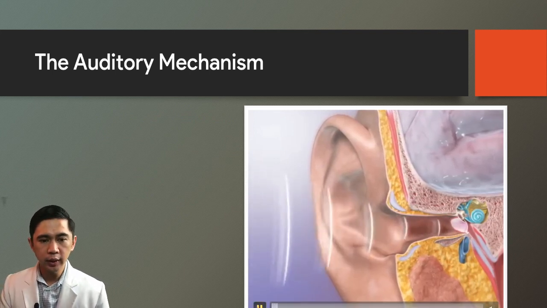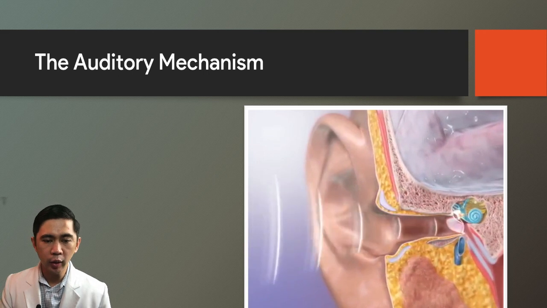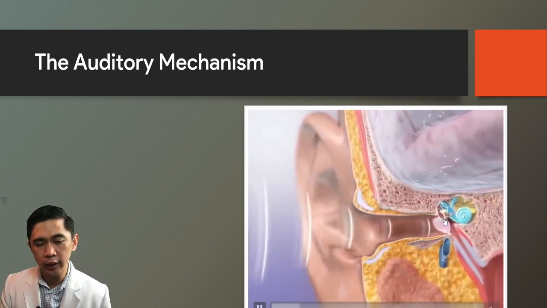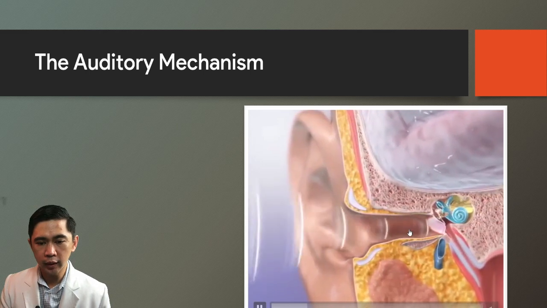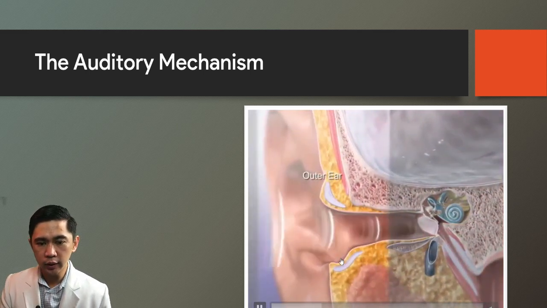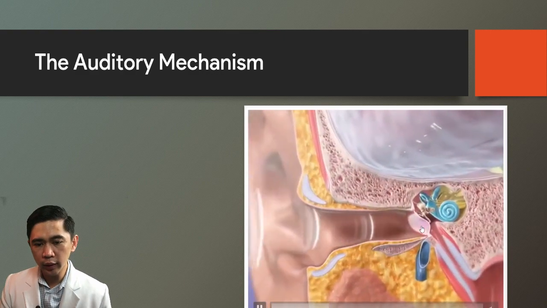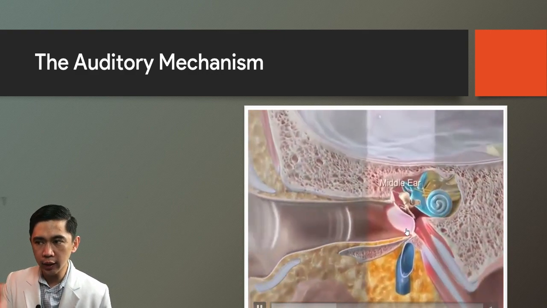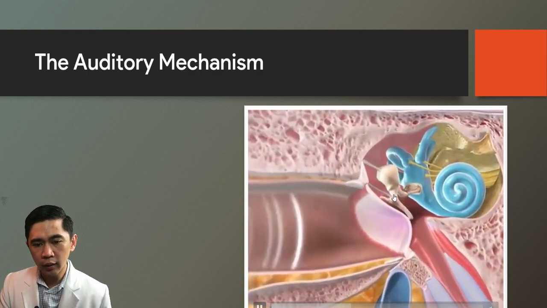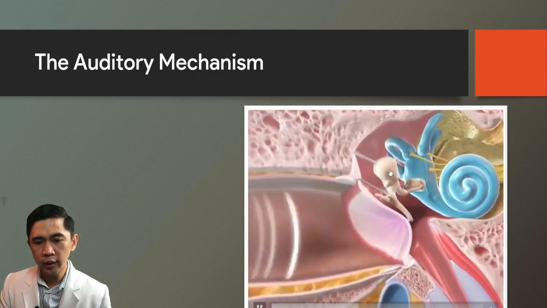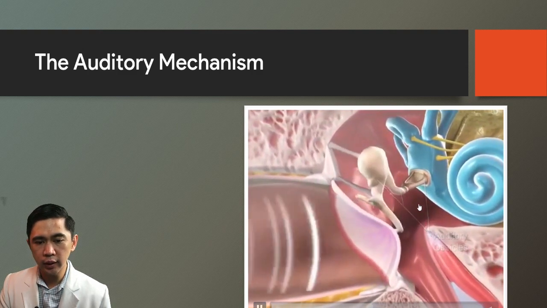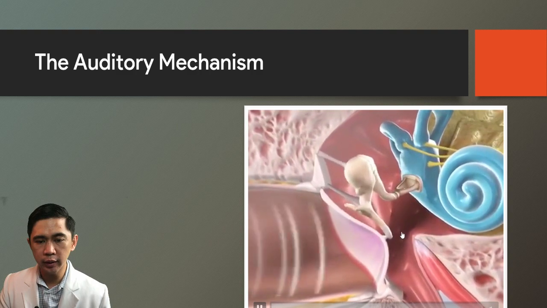So here is a basic mechanism of how we hear. A sound wave enters our outer ear and the outer ear canal, and it will reach our eardrum. So this is the outer ear. Once the sound wave hits the eardrum, it's just like a drum. It moves the tympanic membrane and moves the ossicles behind it. So these are the auditory ossicles. This is already in the middle ear, and this is the middle ear cavity.